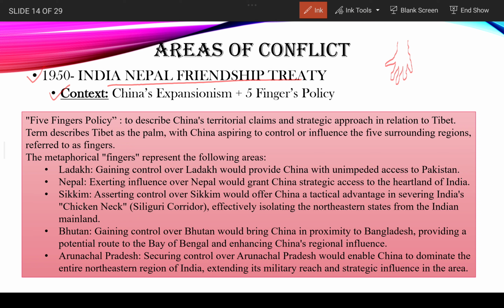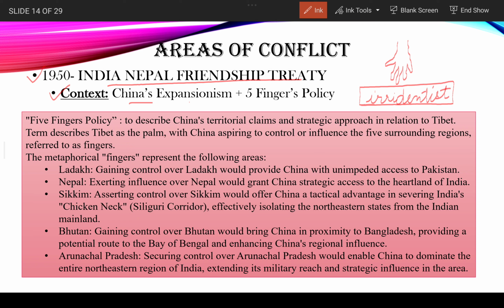Okay, so the context, that is why this treaty was signed. The reason was China's expansionism. Okay, basically, China is called an irredentist state. Actually, an irredentist state is a country which always claims that this particular territory belonged to it in the past, so now it should be part of it in the present as well.